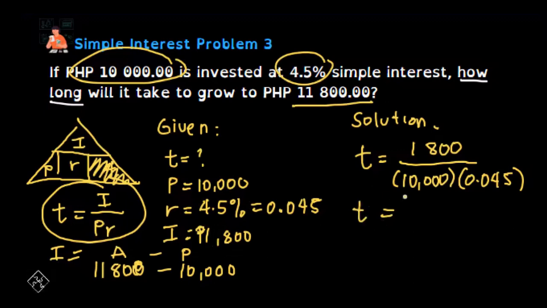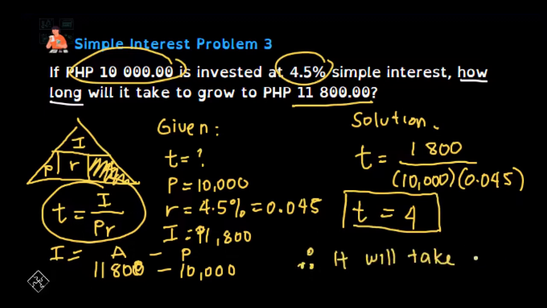So, therefore, 1,800 over 10,000 times 0.045, that should be 4 only. Therefore, it will take 4 years. Okay? Para mag-grow ng ganito kalaki yung pera mo. So, 4 na taon ang kailangan mong bunuin para mag-grow ng ganito kalaki yung pera mo. At para magkaroon ka ng interest na 1,800. So, that is the simple interest problem number 3.